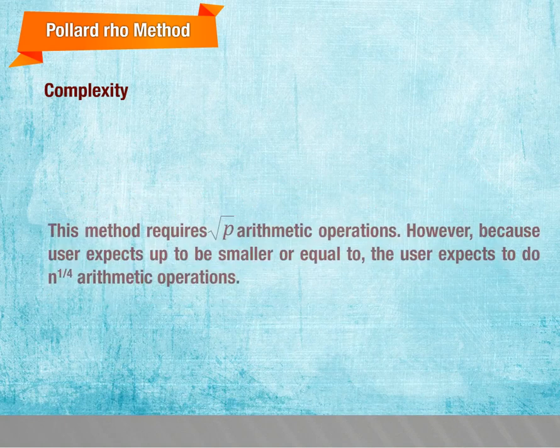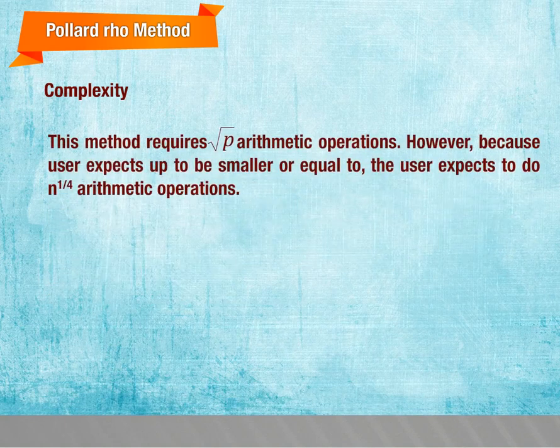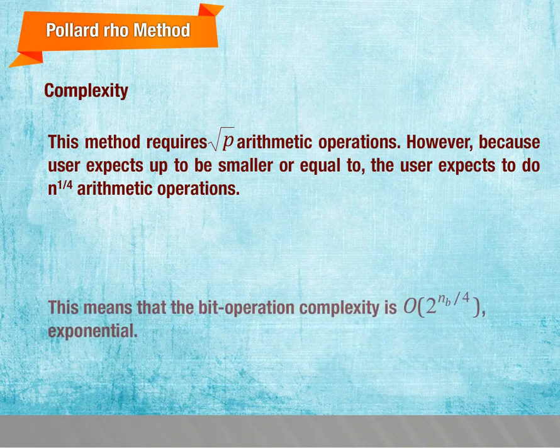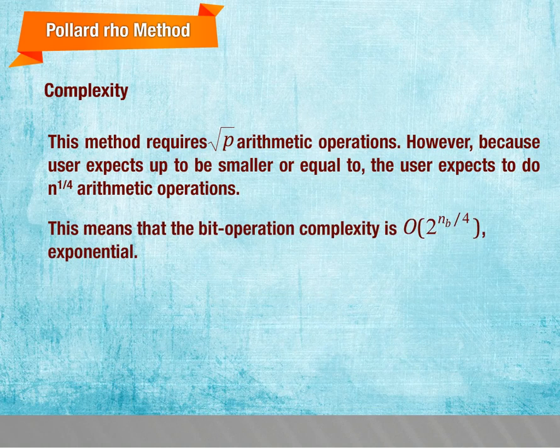Complexity. This method requires square root p arithmetic operations. However, because user expects p to be smaller or equal to square root n, the user expects to do n power 1 by 4 arithmetic operations. This means that the bit operation complexity is order of 2 power nb by 4 exponential.